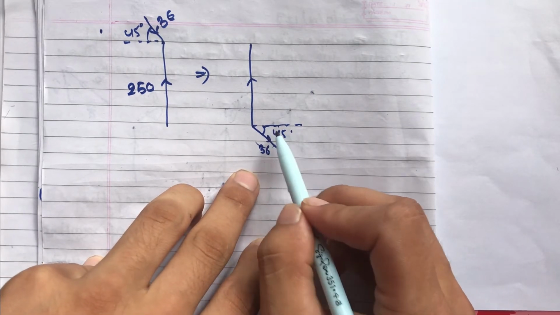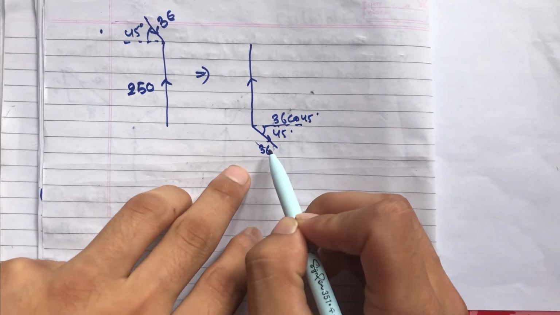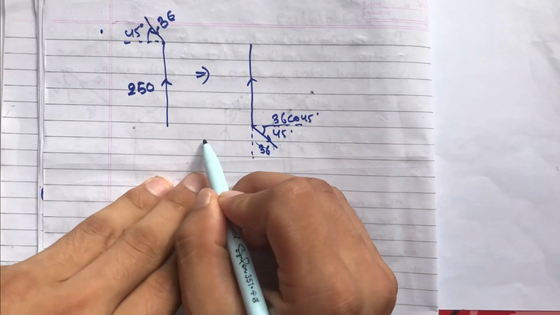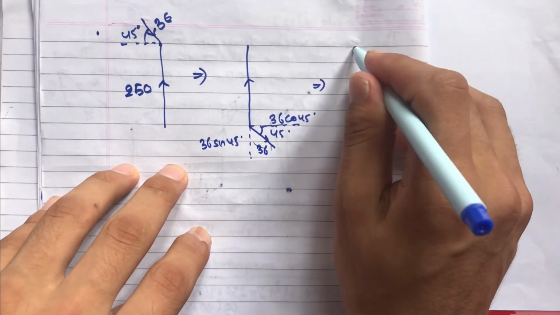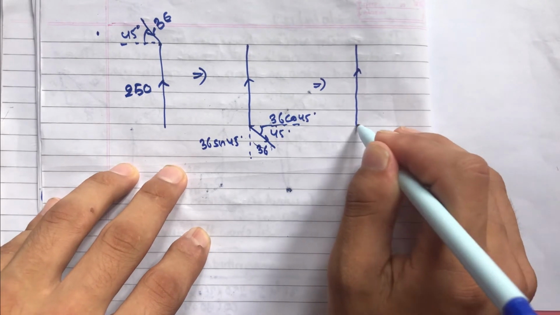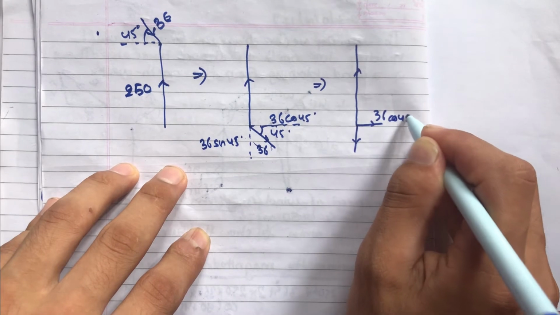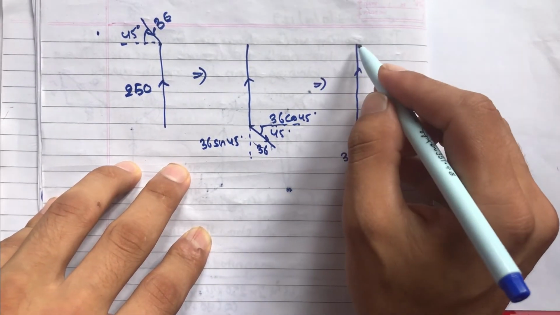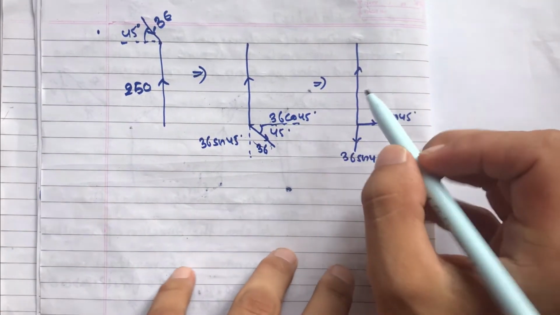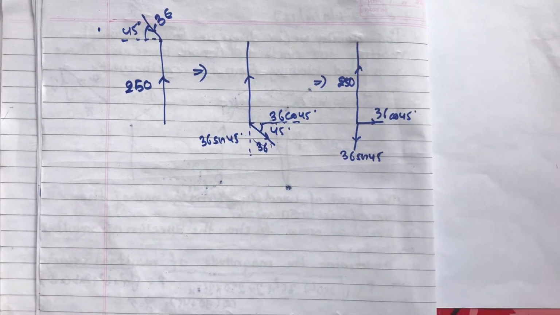To break it into x component, it will give me 36 cos of 45. And when I break this into y component, it should give me 36 sine of 45. I have simplified this problem to this: 36 cos 45 and 36 sine of 45, and the magnitude of velocity of aircraft vector was 250. Now I have three vectors and they are all in x and y directions.